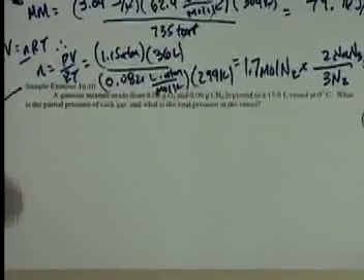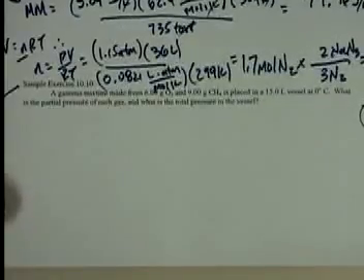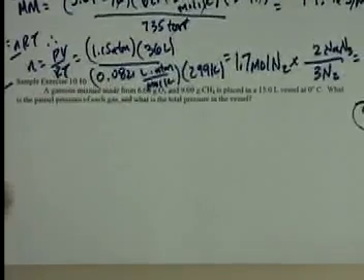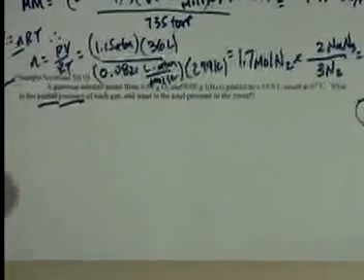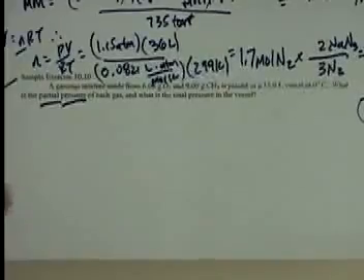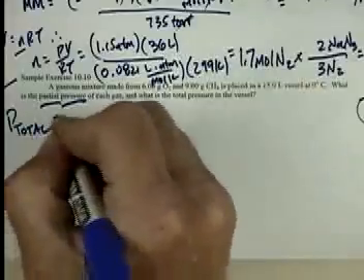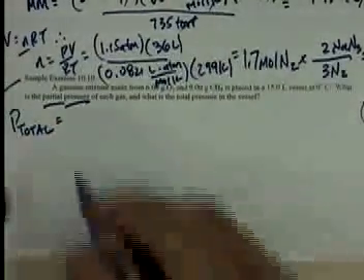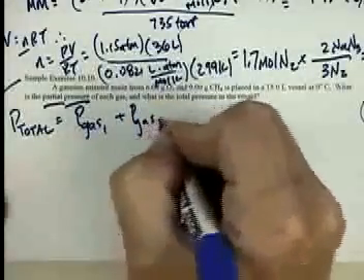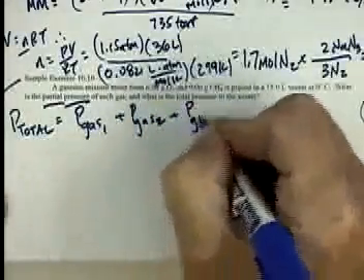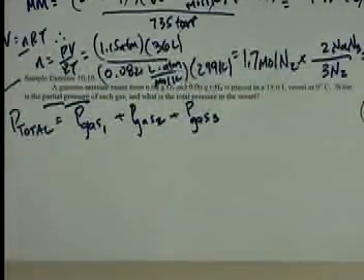This one says a gaseous mixture made from 6 grams of O2 and 9 grams of CH4 is placed in a 15-liter vessel at 0 degrees Celsius. What is the partial pressure of each gas, and what is the total pressure in the vessel? This goes back to a special law called Dalton's law of partial pressures, where the total pressure inside of any container is equal to the pressure of each gas that makes up that vessel. So if you've got 2 or 3 gases, you have to add the pressures together, and it gives you the total.